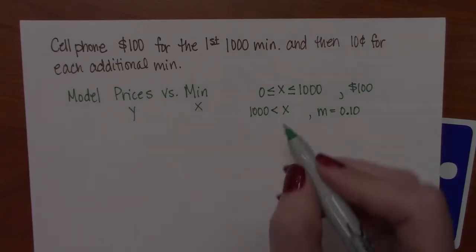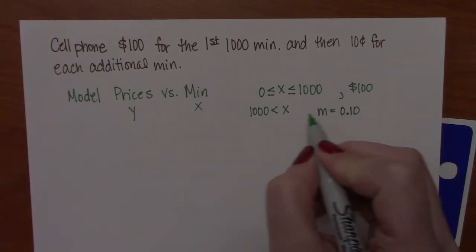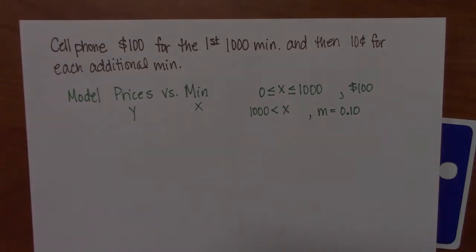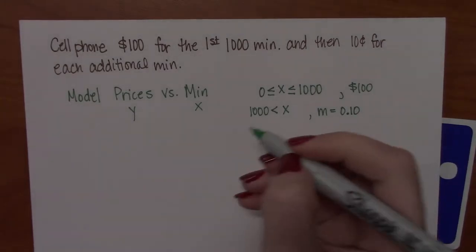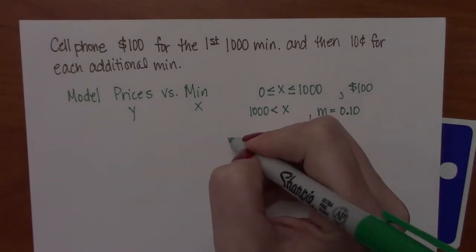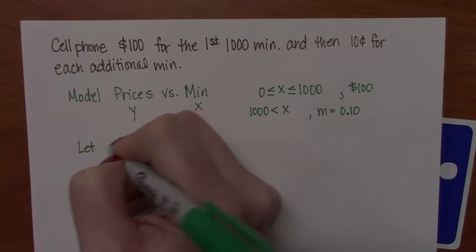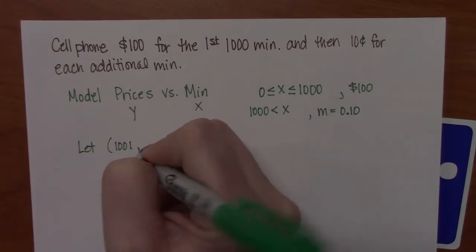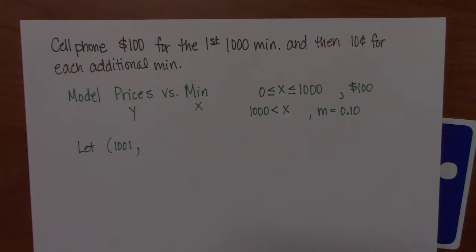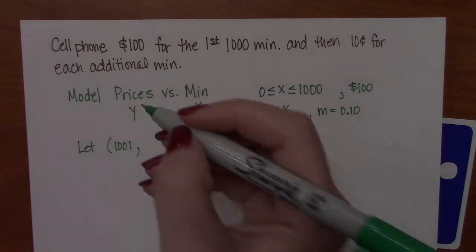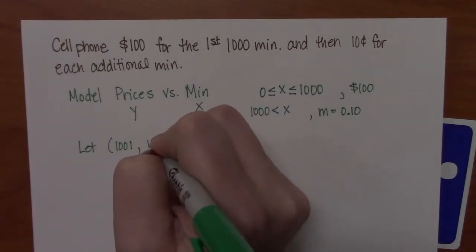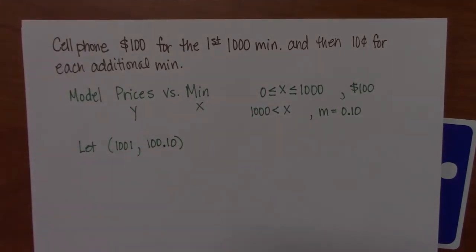So if I want to write the equation for what's happening right here, we need to know that, let's say we talk for 1,001 minutes. Okay, so we just talked for 1 extra minute over our plan. So what's the monthly bill going to be in that case? $100.10. Yeah. So if you only talk for 1 minute over the plan, then you're only charged an additional 10 cents.